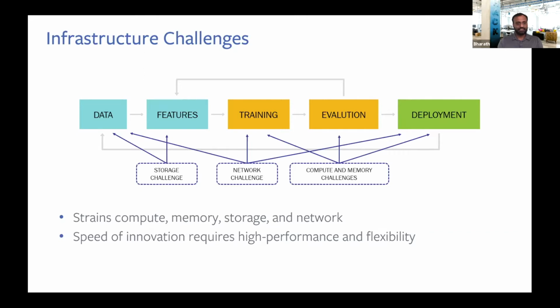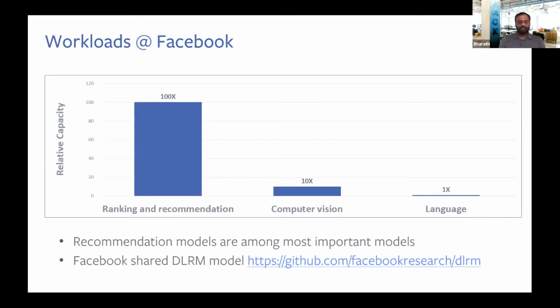So moving to the next slide. Even within machine learning, one of the things that I did want to get across is there is a difference in terms of the types of workloads that we deal with. So for instance, in this particular slide, we're talking about the different types of workloads and the relative importance they presented to us maybe a year or two ago. So clearly, ranking and recommendation is of paramount importance for us.